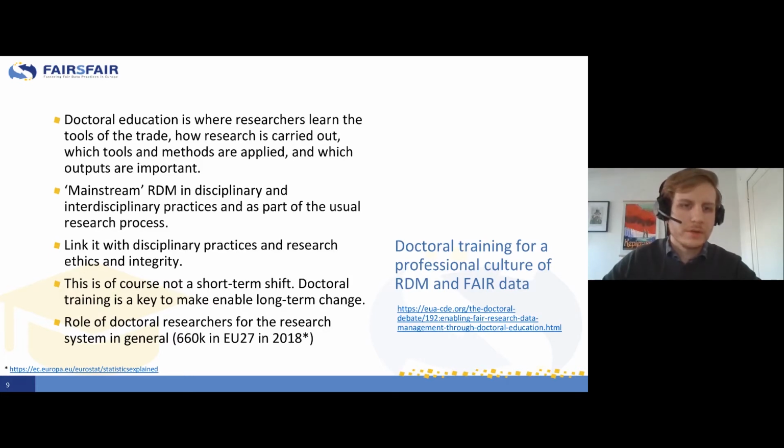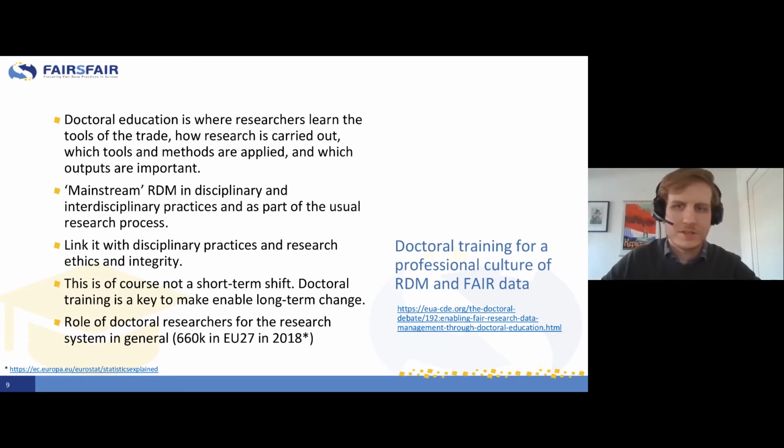And as we said, this is also a long-term shift. I would just need to emphasize that we're not expecting every university to do this within the next year, that every doctoral candidate, for example, has done this. But this is really a level where long-term shift is needed and has probably the most impact, especially if you look at the numbers of doctoral researchers.